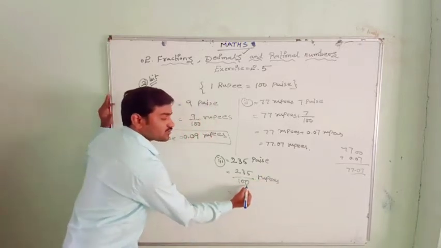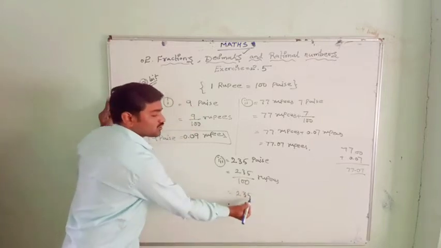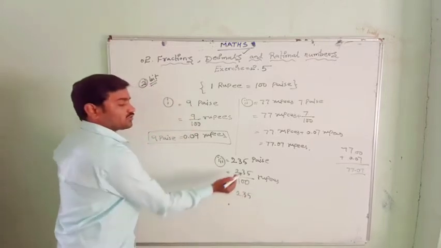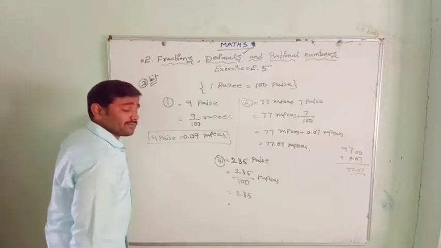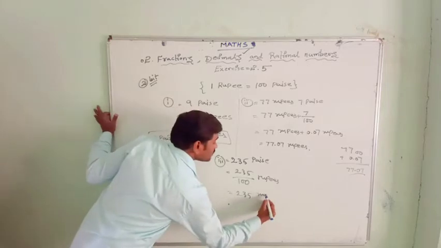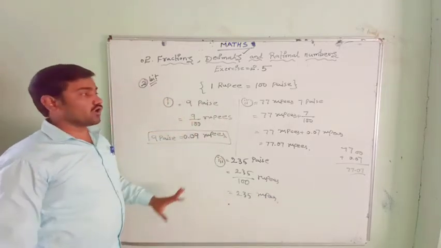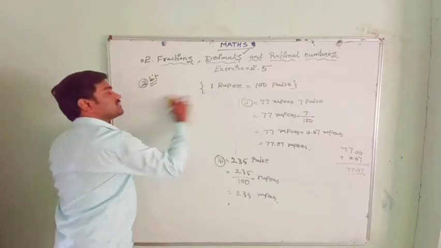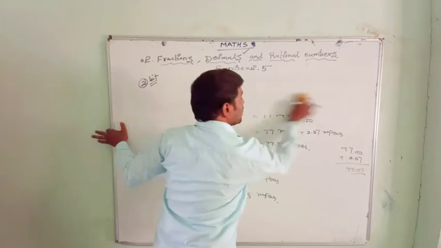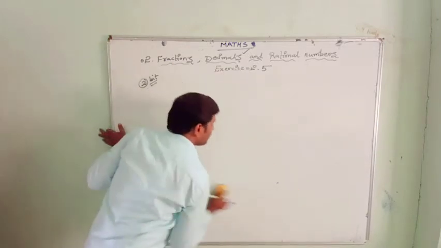Now there are two zeros. You write the whole number here, 235. Count the two digits. On 235 divide by 100, you will get 2.35 rupees. That means 2 rupees 35 paisa. I hope you understood this. You need to remember this: 1 rupee equal to how many paisa? 100 paisa. 1 rupee equal to 100 paisa. That you need to remember.